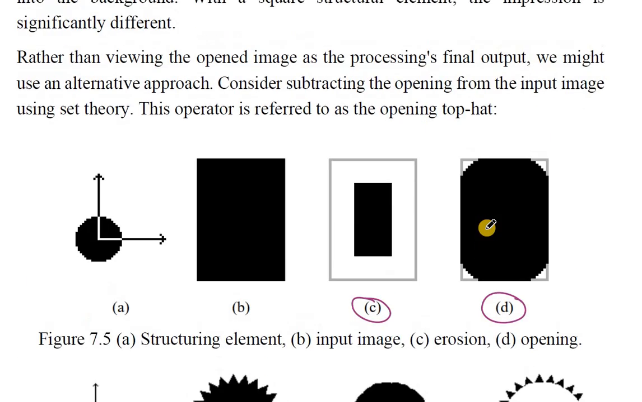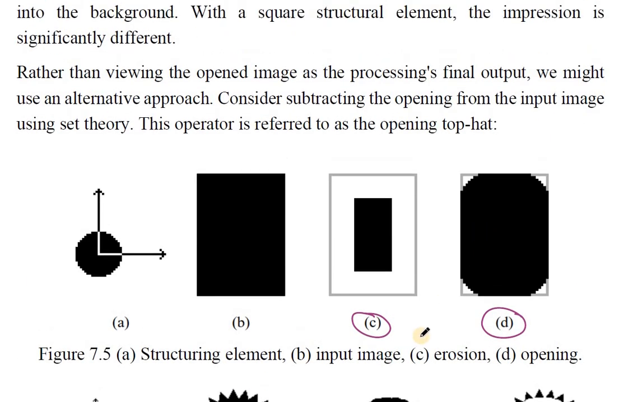In case you remember what I had told you earlier, your structuring element need not be a square or a cross or a diamond every time. It can be a circle also. Here the structuring element is shown as a circle. This is your input image. When you erode this image, this is what you get. The image is eroded, the image is shrunken.